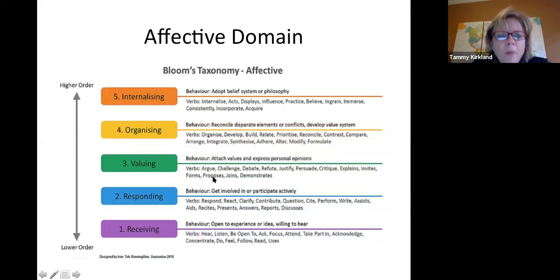Let's look at the affective domain, also from Bloom. If you look down at all of these different things: listening, asking, being open, taking part in, clarifying, contributing, responding to, refuting, arguing. Of course, that would be if they're debating. If you're filming a debate, then you could use something from there. So a lot of good things for you to look at here.